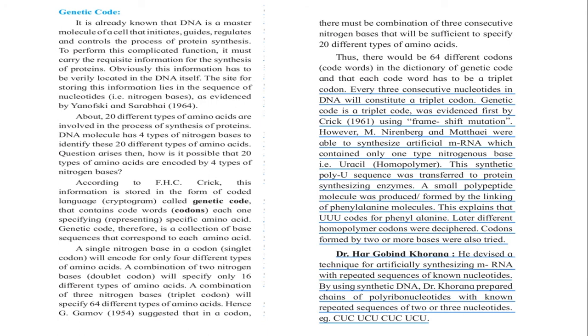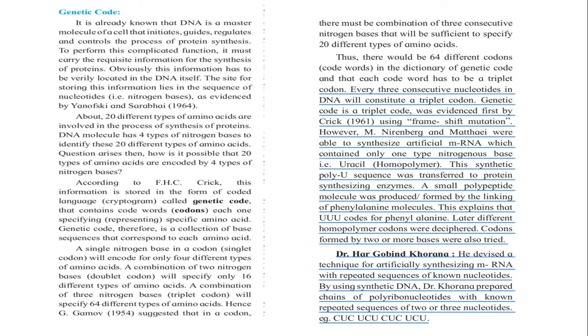About 20 different types of amino acids are involved in the synthesis of protein. DNA molecules have 4 types of nitrogen bases. The question arises, how is it possible that 20 types of amino acids are encoded by 4 types of nitrogen bases? According to F. H. C. Crick, this information is stored in the form of a coded language called the genetic code, that contains code words, codons, each one specifying a specific amino acid.